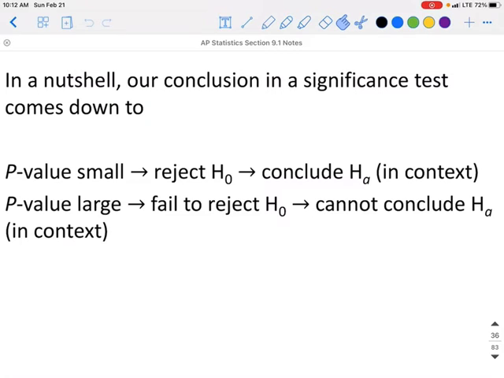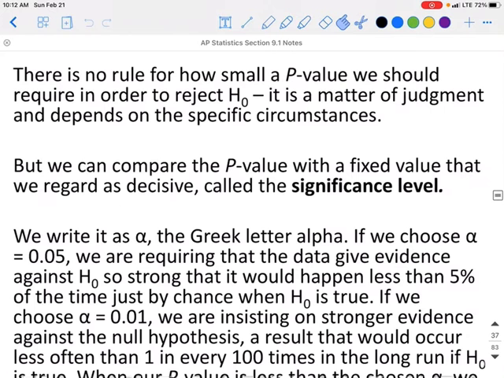In a nutshell, our conclusion in a significance test comes down to this: if the p-value is small, you're going to reject H sub 0 and conclude that your alternative hypothesis is true. If the p-value is large, you are going to fail to reject H sub 0, and you cannot conclude that your H sub A, or your alternative hypothesis, is true in that context.